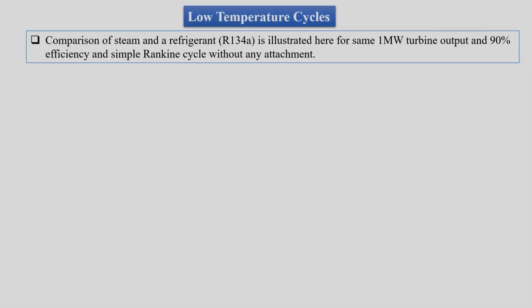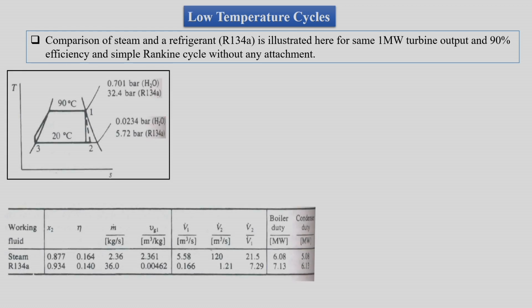If no such attachment is available, then we consider two working mediums and a limited temperature difference between the boiler and the condenser. So, let us see this. We have 90 degrees Celsius as the saturation temperature in the boiler and 20 degrees Celsius in the condenser, and then we run our Rankine cycle. There are two working mediums, one is water and one is R134A.